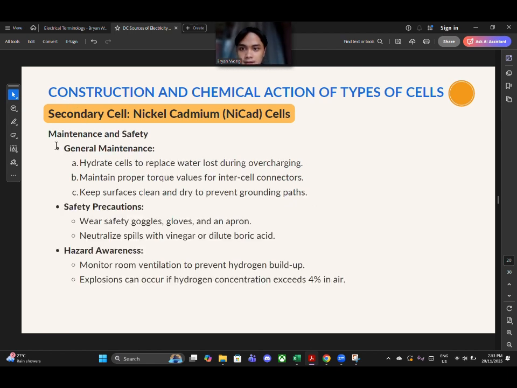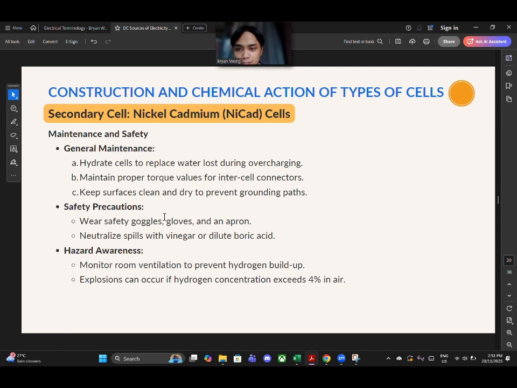Next, for maintenance and safety, there are three points for general maintenance that should be followed. First, hydrate cells to replace water loss during overcharging. Second, maintain proper torque values for inter-cell connectors. Third, keep surfaces clean and dry to prevent grounding.